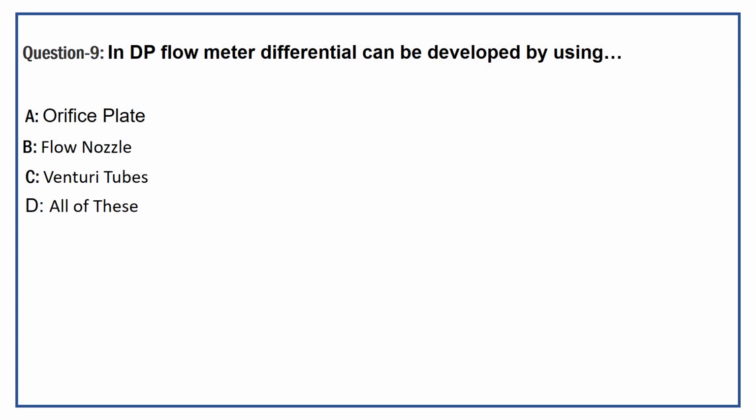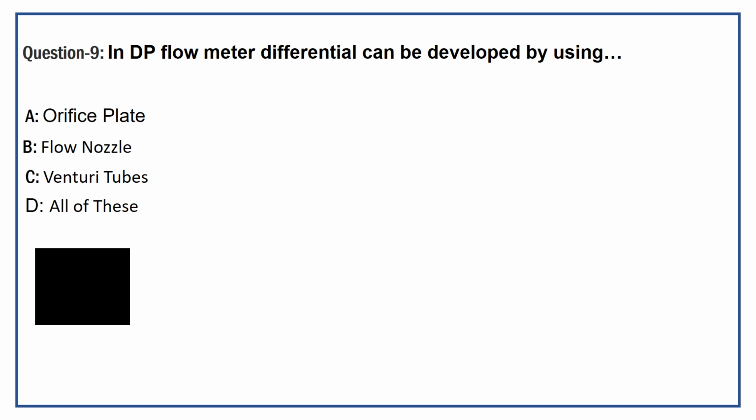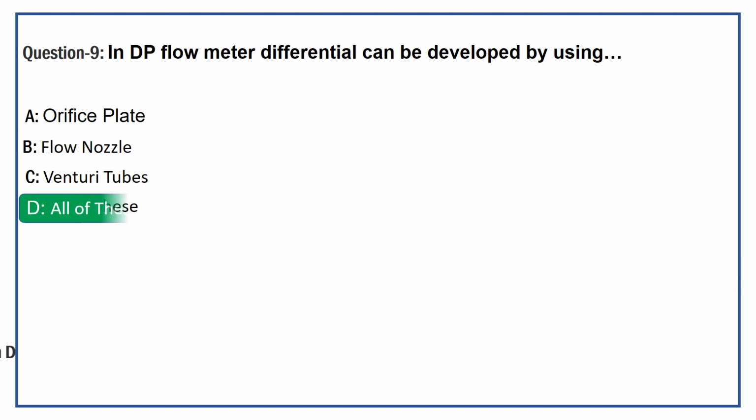The question is, in differential pressure flow meter, the differential pressure can be developed by using. Let's see the options. Option A, orifice plate. Option B, flow nozzles. Option C, venturi tubes. Or option D, all of these. And the correct answer of this question is option D, all of these.